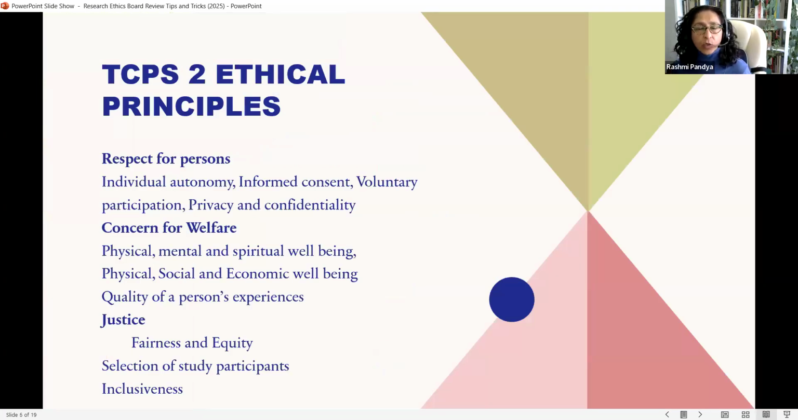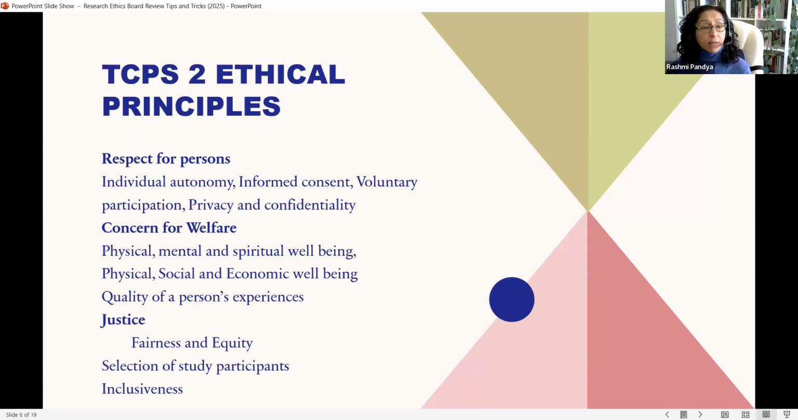Our guidance, in short TCPS2, has three main ethical principles that run throughout it. One is that in any research there should be respect for persons. And by respect for persons, the TCPS2 means respect for the individual's autonomy, assuring informed consent with an emphasis on informed, voluntary participation, which also entails the right to withdraw, and that privacy and confidentiality are always taken into account in research.